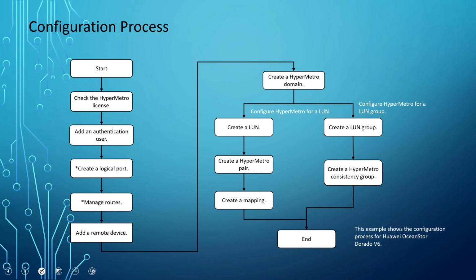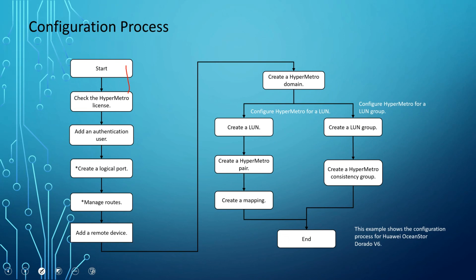So what is the configuration process? As we can see, first of all, log into the storage and check the HyperMetro license. You need to check the HyperMetro license because for the active-active solution, you need a license. You must have the license activated in both storages.